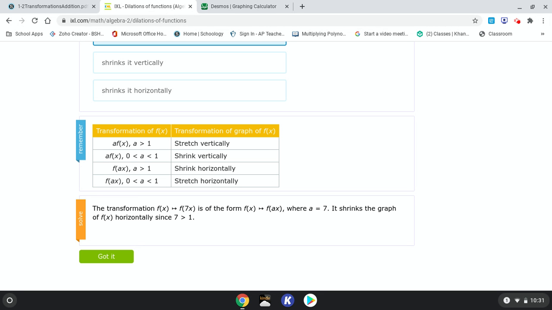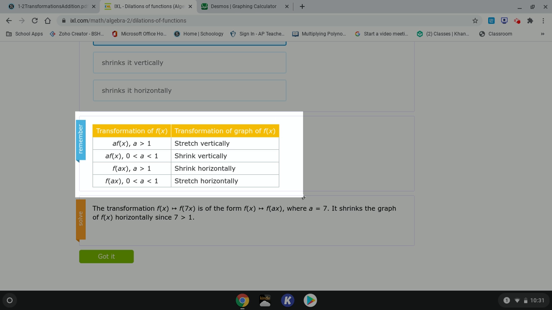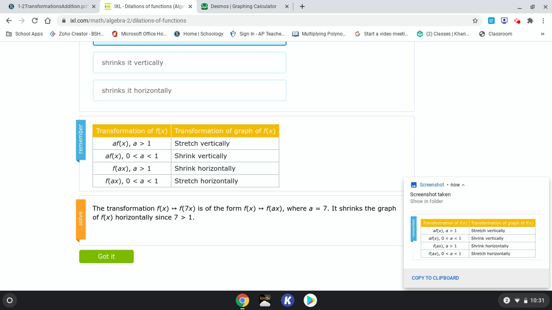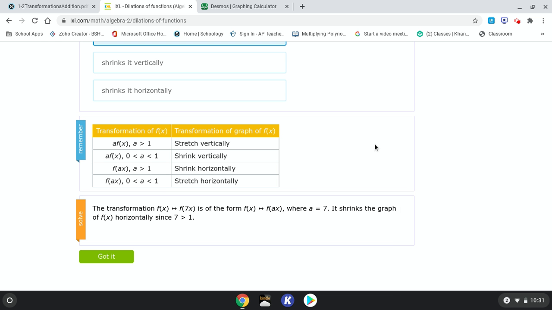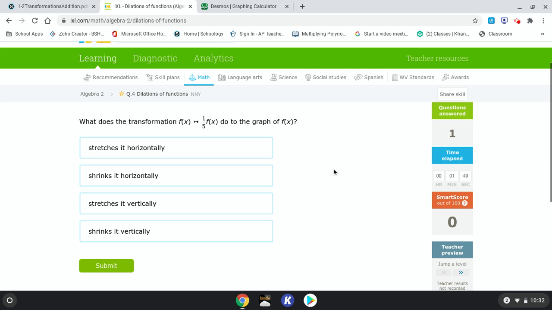So you can see where the A is, that is going to tell you what you're going to have here. So we had AX, because it was inside with the X, and A was some number bigger than 1, so that means it's going to shrink it horizontally. So literally, you should, if you press Control-Shift, and then there's the button above the 6 key on your Chromebook that looks like a box with a couple of lines, you can actually drag and snip. This is the equivalent of the snipping tool, and then you can copy that to your clipboard. And you can actually open that up in a separate window and reference that while you're doing these questions.